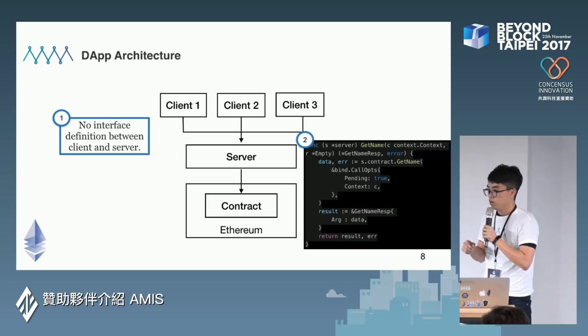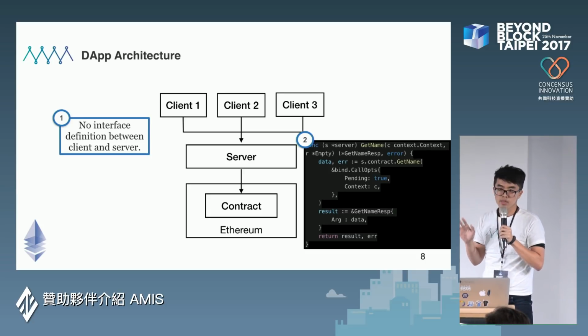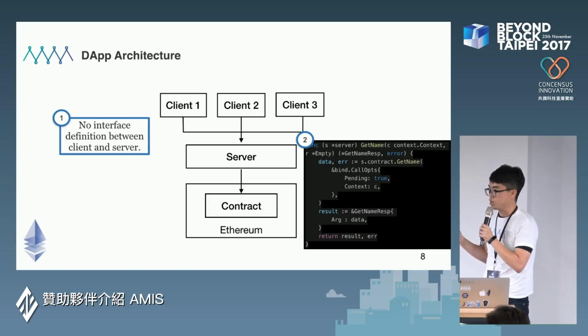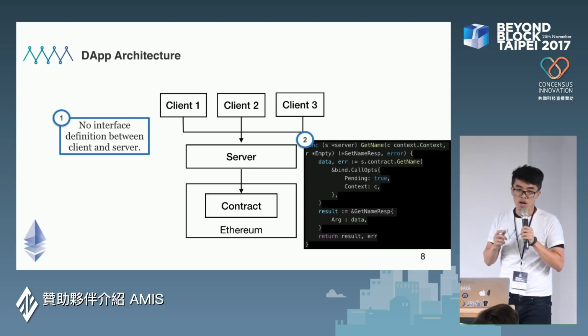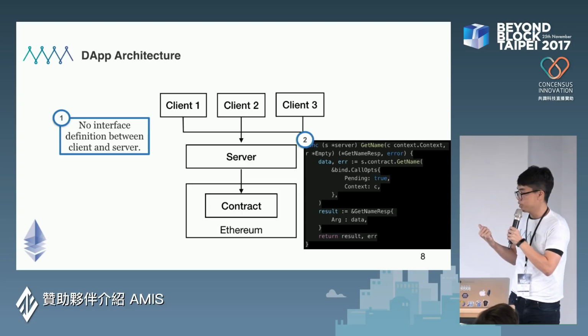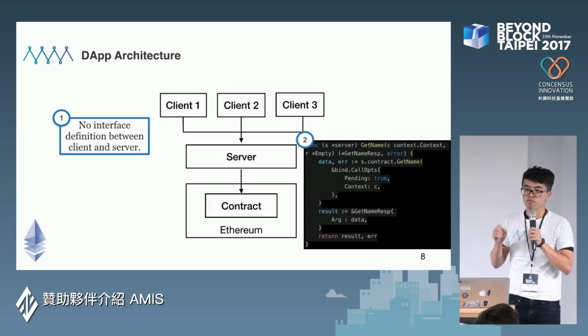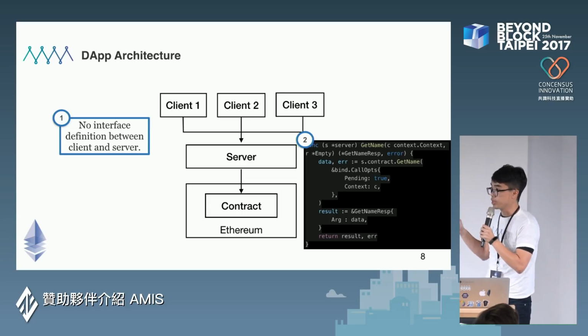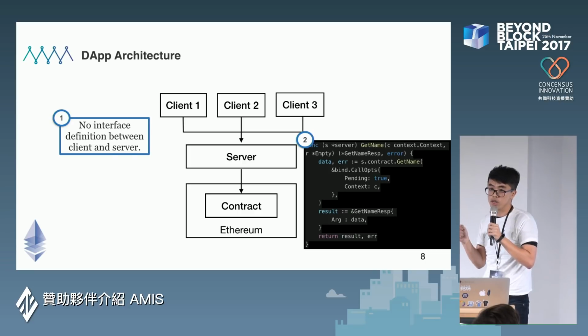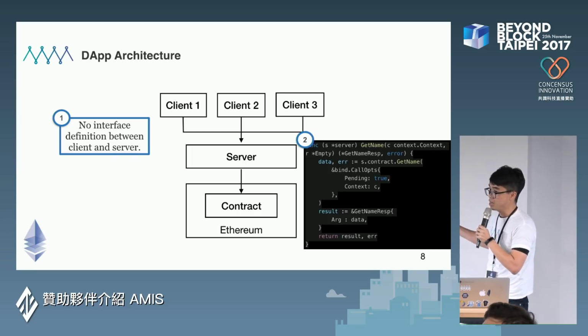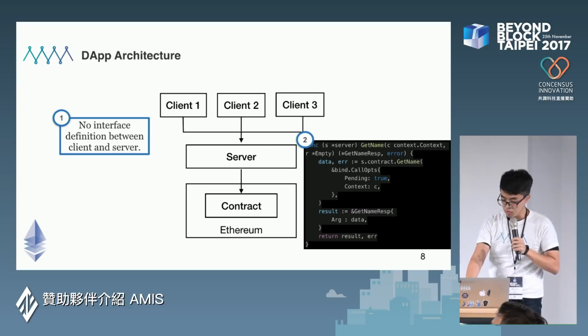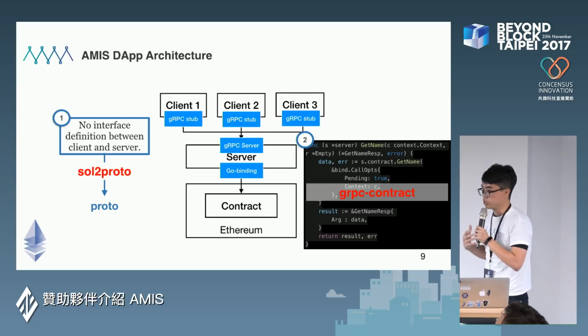Second, the server just passes the client's request to the contract. For example, if clients want to get a name from the contract, the server just finds the corresponding API to get the result and returns the result to the client. We think this kind of code is very boring. So here are our solutions.